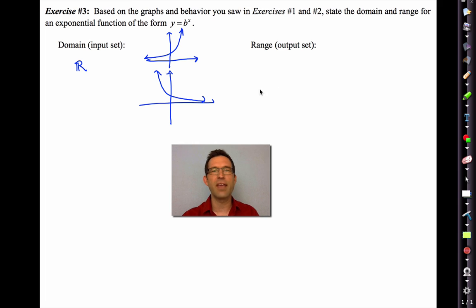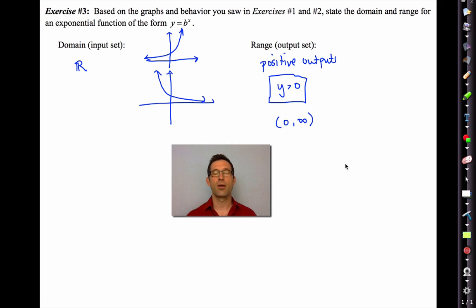Notice that in every case, the outputs we always got were positive numbers. Positive outputs. We never got an output of 0, and we never got a negative. And that will always be the case. The range is y greater than 0. If you really like interval notation, it would look something like this, 0 to infinity. All right, but not including the 0 and not including the infinity. All right, this is pretty important stuff, so pause the video now and write down anything you need to.